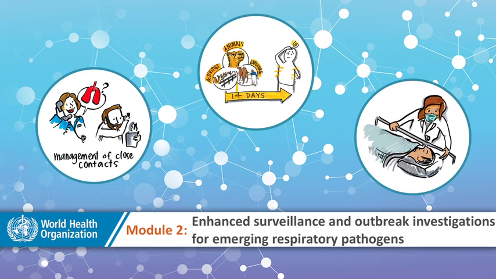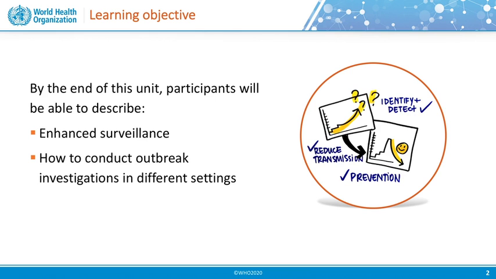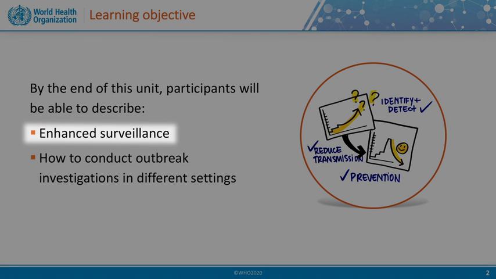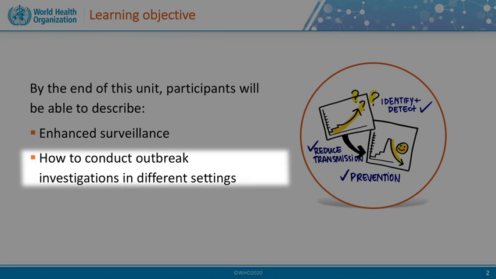Welcome to this module covering methods around enhanced surveillance and outbreak investigations for emerging respiratory pathogens, with a particular focus on the novel coronavirus COVID-19. By the end of this unit, you will be able to describe what we mean by conducting enhanced surveillance to find cases and how to conduct outbreak investigations in different settings.